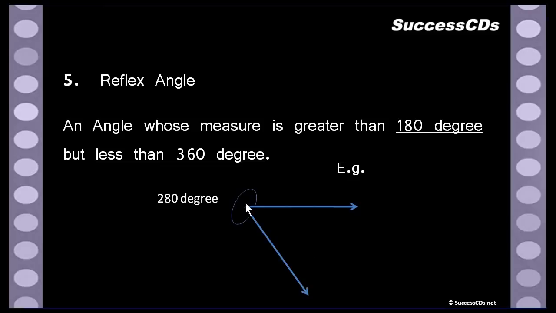Now here if you see, there are two arms. We are not making this small angle between the two arms. What we are looking at is the other angle, the greater angle made between the two arms. That is the outer angle. This angle is known as reflex angle. Now if you see, this is greater than 180 but less than 360. This is somewhere around, you say, 280 degrees. Therefore, this is a reflex angle.